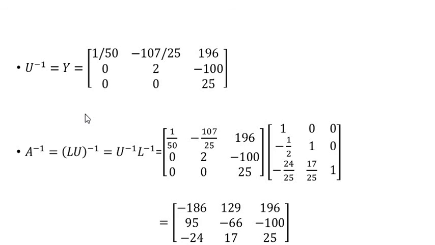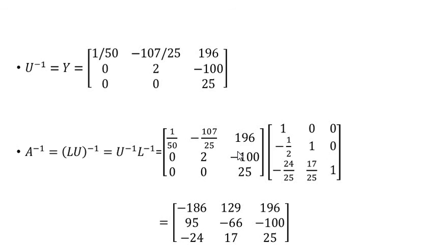Therefore, U inverse equals Y equals 1 by 50, minus 107 by 25, 196, 0, 2, minus 100, 0, 0, 25. Hence, A inverse is given by A inverse equals (LU) inverse, which is equal to U inverse into L inverse. So, the product of U inverse and L inverse.